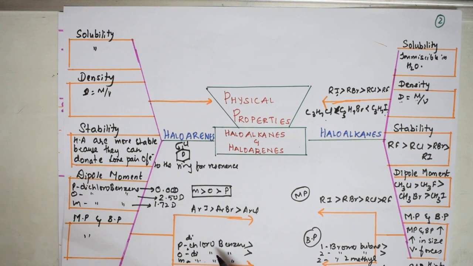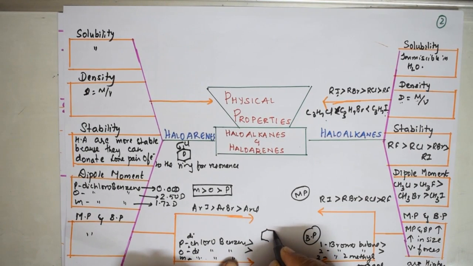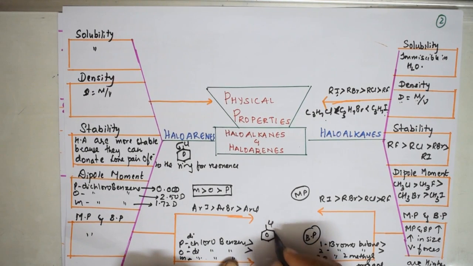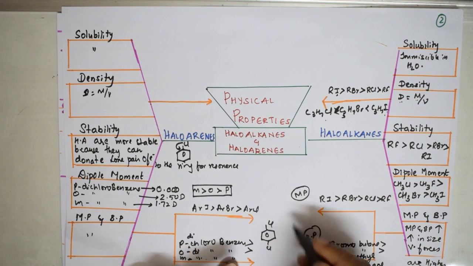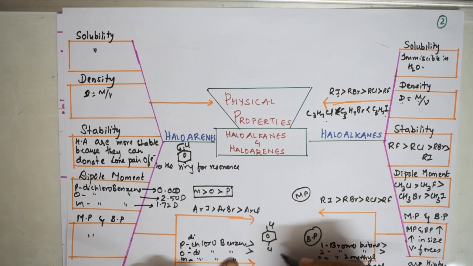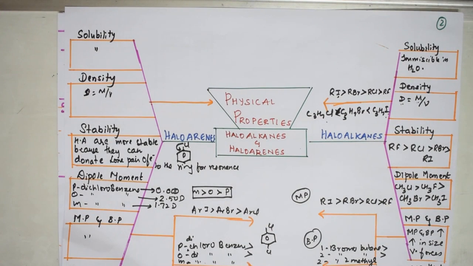So in para-dichlorobenzene, what is happening here? There's a close packing of the crystal lattice. Very closely it is packed. See here, it is symmetrical, isn't it? If I write this benzene, one chlorine here, one chlorine here, in the crystal lattice it is closely packed. Because of this, the boiling point of para-dichlorobenzene is very, very high. So simple, isn't it, students?